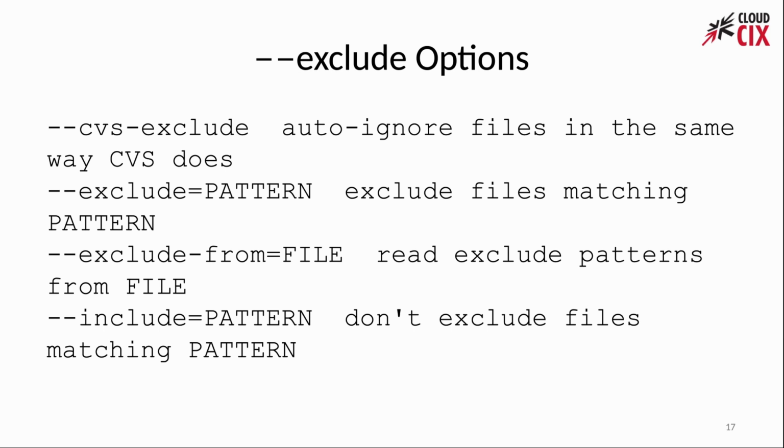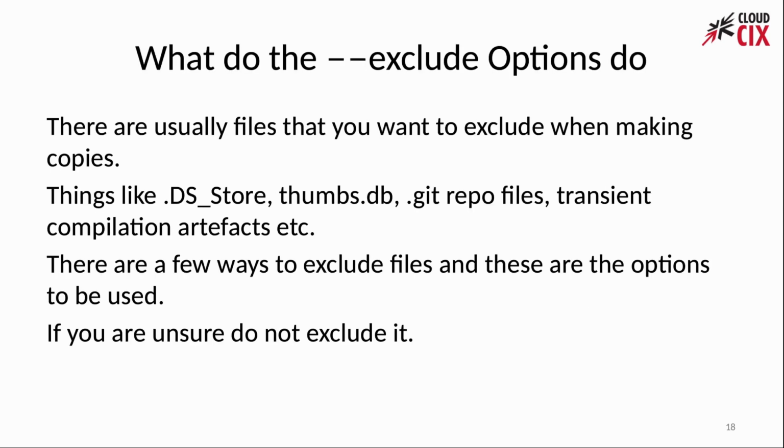You can exclude patterns by entering patterns, or you can enter a list of patterns or a list of files from a file. What do they do? There's undoubtedly going to be files that you want to exclude when you're making copies. Things like .DS_Store or Thumbs.db and transient compilation artifacts from your compiling environment. These are typically not required and not desired to have present on the target system. The Git repo files: in the case where you want to create a working copy of your current environment, then you do not want to exclude Git repo files. For backup purposes, you may want to exclude that.